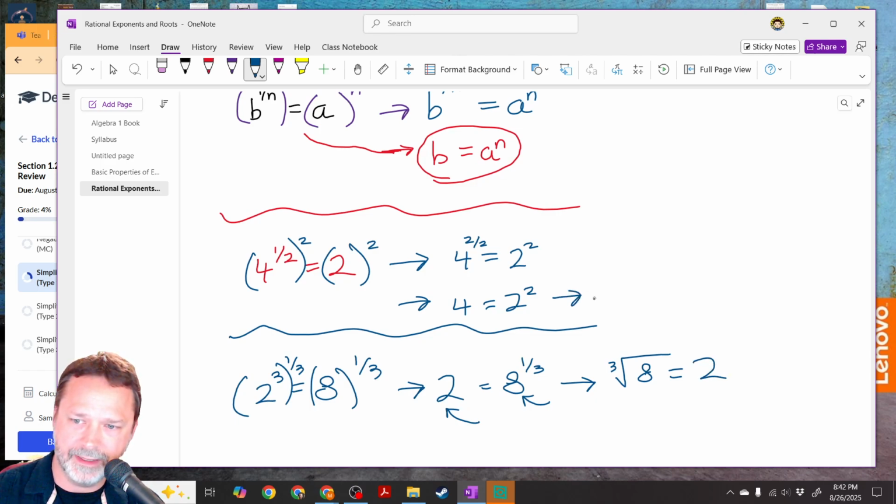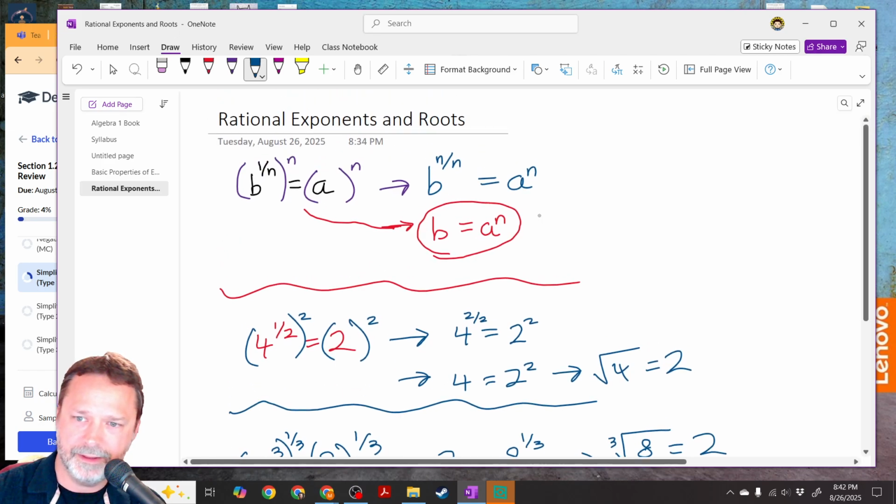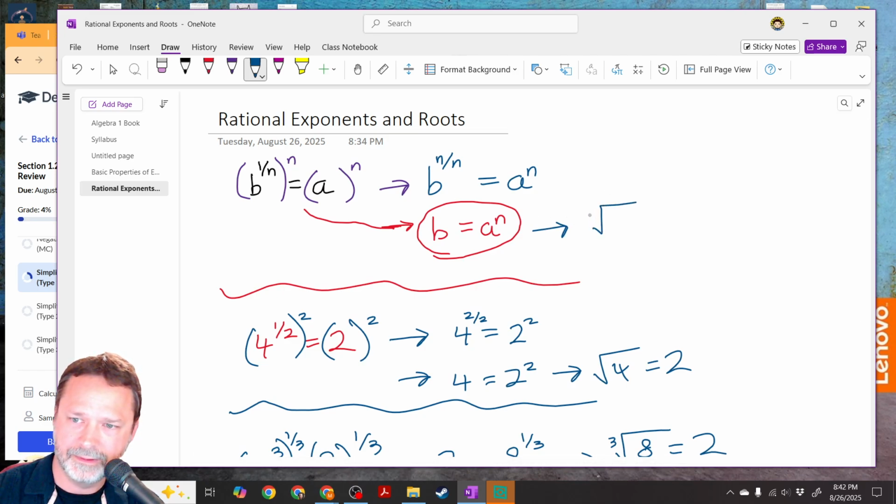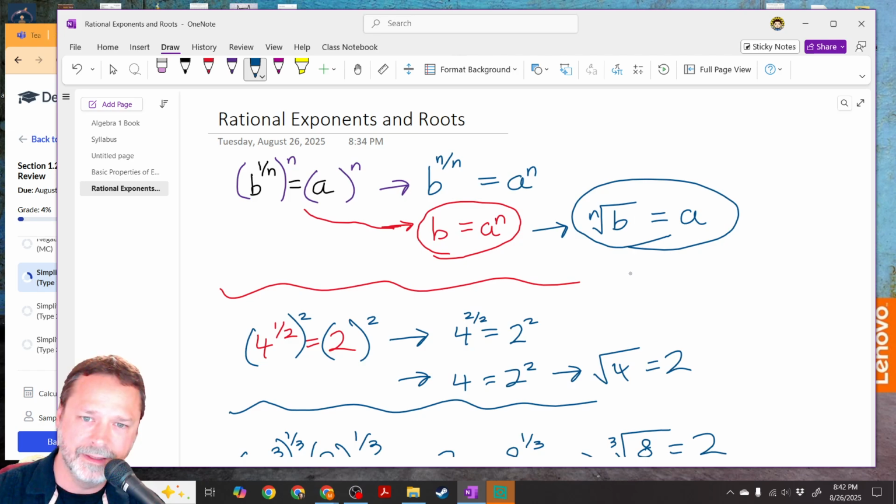This over here is saying the square root of 4 equals 2. And right here, what we're saying is that the nth root of b equals a, because a would be the nth root of b. A times itself n times equals b. That is literally what it means to be the nth root of something. So all of that hopefully was clear.